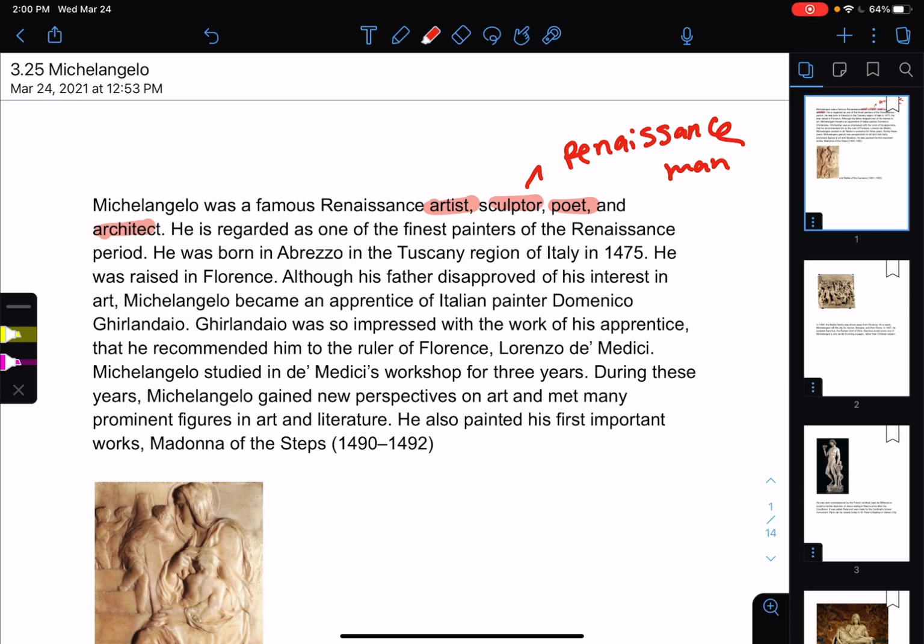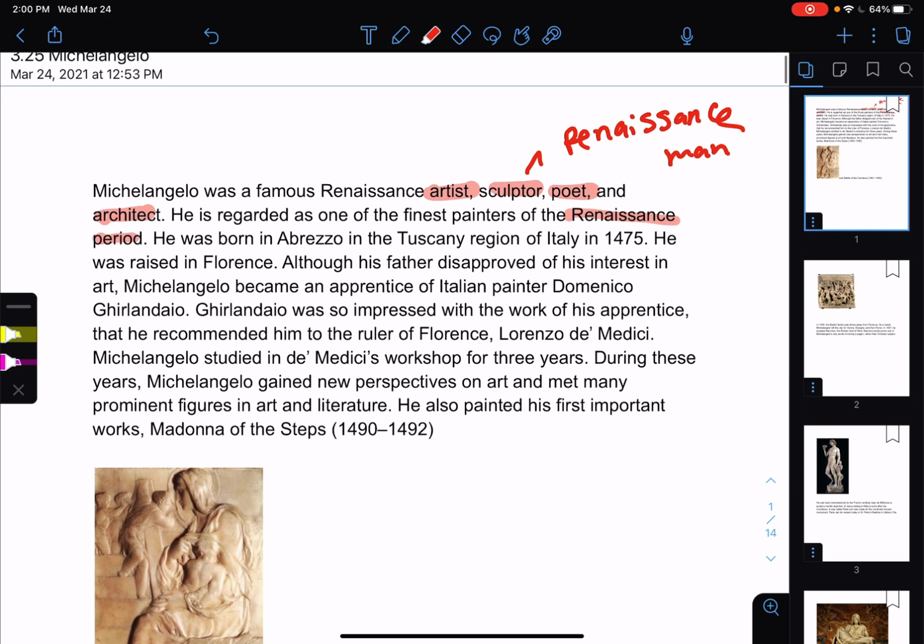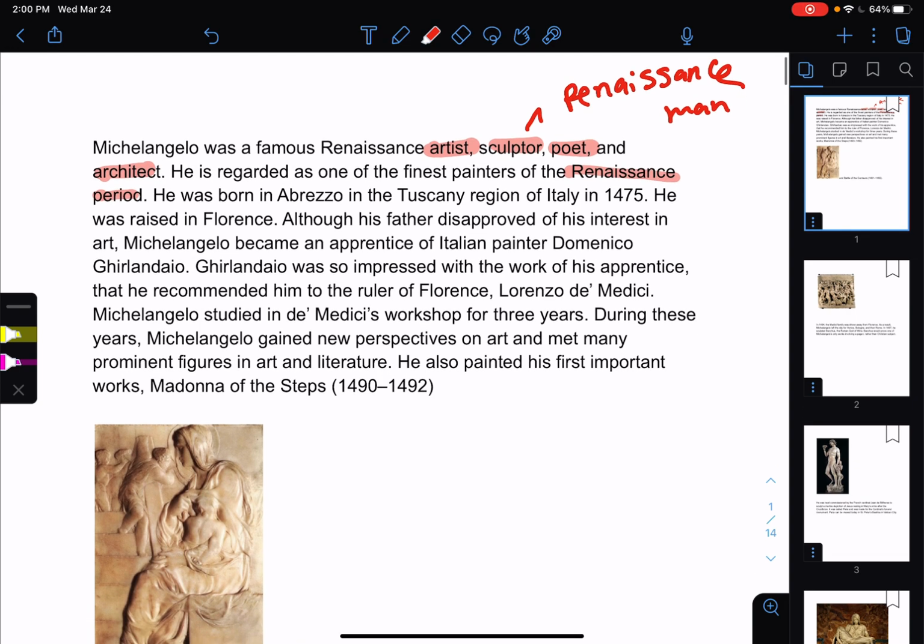He is regarded as one of the finest painters of the Renaissance, period. Probably one of the finest painters in history, period. He was born in, I'm going to just say Tuscany in Italy, 1475. He was raised in Florence. Some of the information that I'm giving you is similar to the one you did yesterday, or the one you did Monday. He was raised in Florence, although his father disapproved of his interests in art.